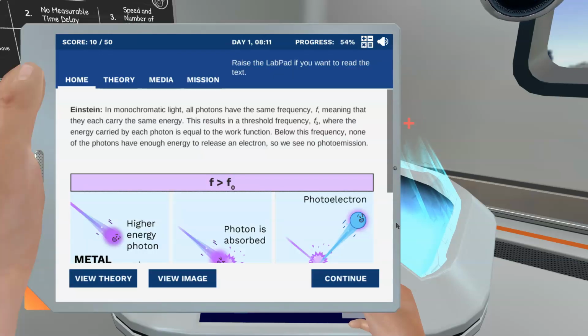In monochromatic light, all photons have the same frequency, f, meaning that they each carry the same energy. This results in a threshold frequency, f0, where the energy carried by each photon is equal to the work function. Below this frequency, none of the photons have enough energy to release an electron, so we see no photoemission.